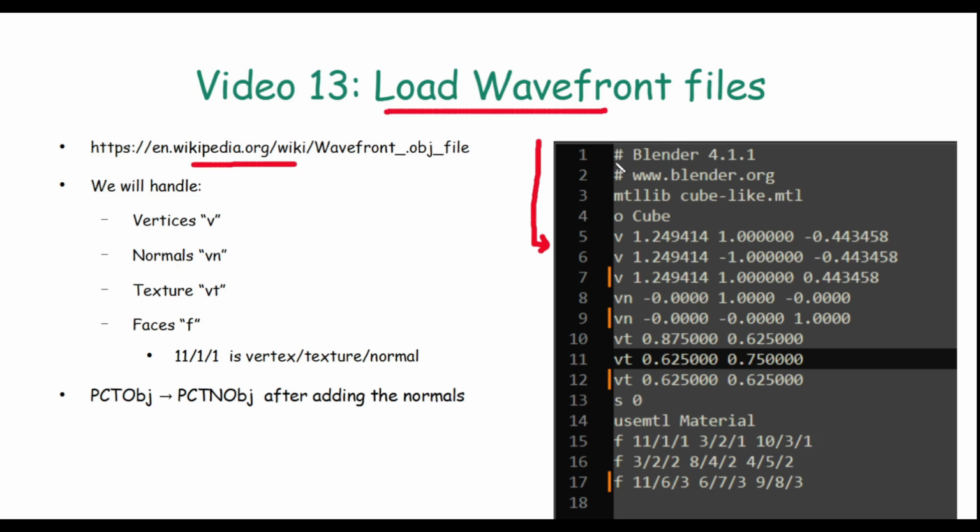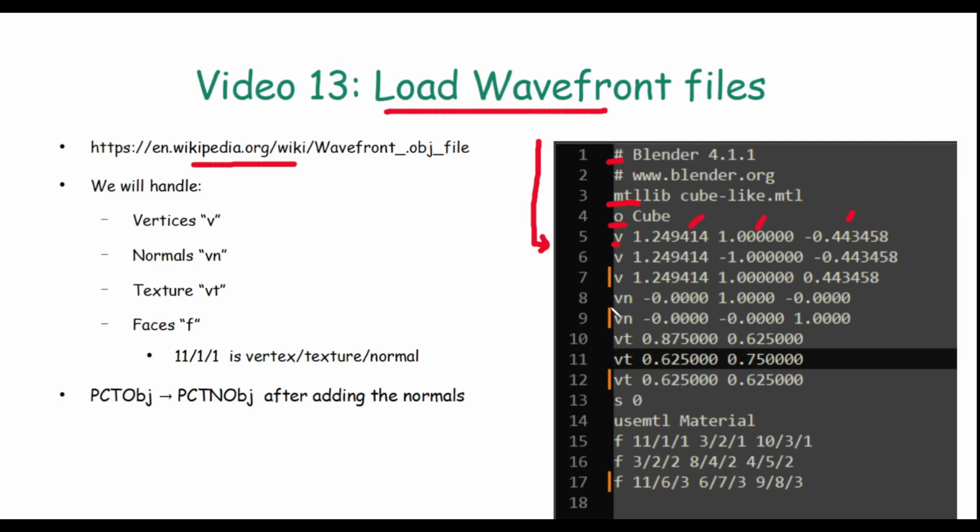You can see that any line which starts with a hash is a comment line, so we'll ignore it. Then you have mtllib here. I will also ignore such lines. Then we have the object name, starting with O. I will ignore these lines. Then we have lines starting with V. These are vertices, and as you can see, we have 3 coordinates, so X, Y, and Z. We could have multiple vertices.